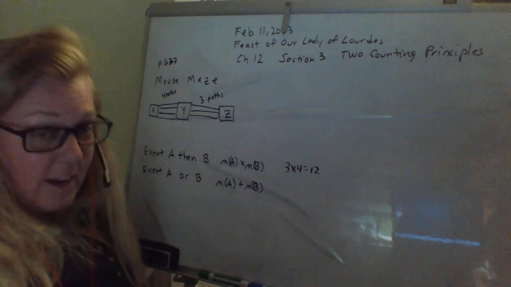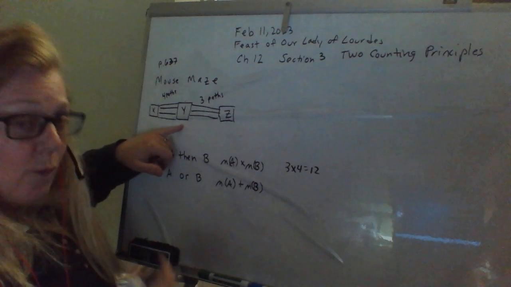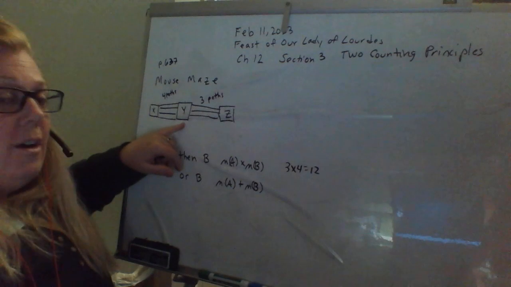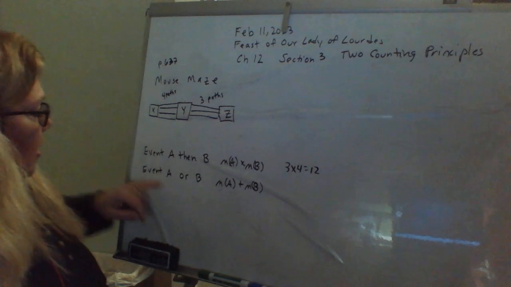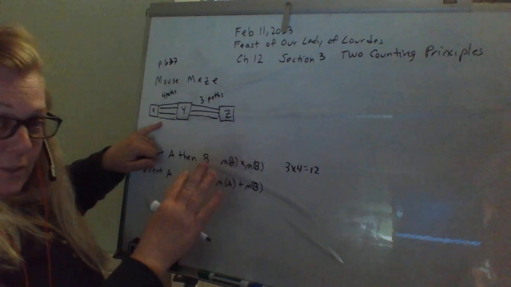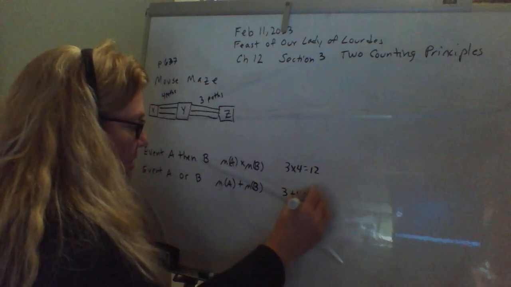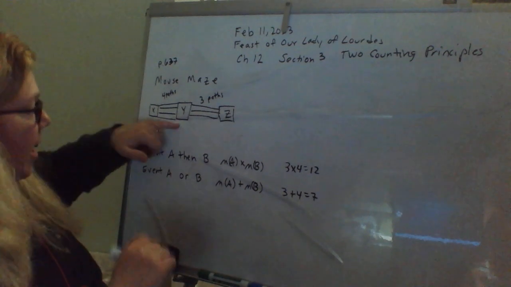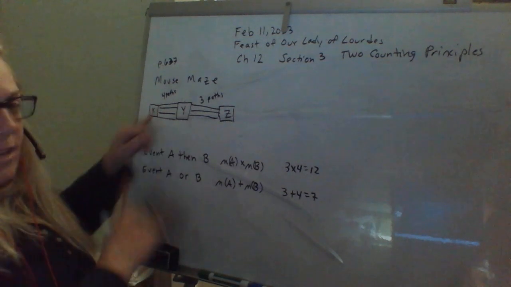A different scenario would be if we take the mouse and we start in box Y, and we say, how many ways could the mouse go from box Y to box X or box Z? So event A or B would be the sum, right? He could go this way, and that's 4, or he could go this way, and that's 3. So that would be the sum of these numbers. There are 12 ways to go from X to Y, then Z, and there are 7 ways to go from Y to X or Z.